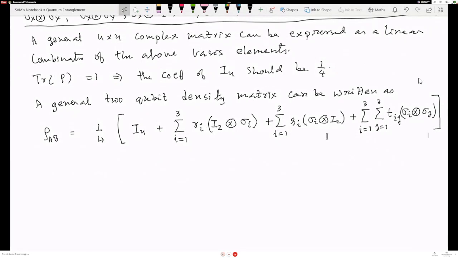Sir, here, what is this Ri, Si, and Tij? So these are coefficients like x1, x2, x3 in the previous case. So these Ri, Si, and Tij are coefficients. But Tij is a matrix, isn't it, sir? Or it's a coefficient? Yeah, there are 9 coefficients. So Tij, there are 9 coefficients.